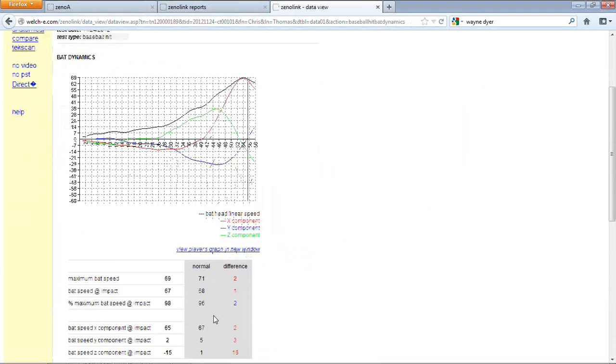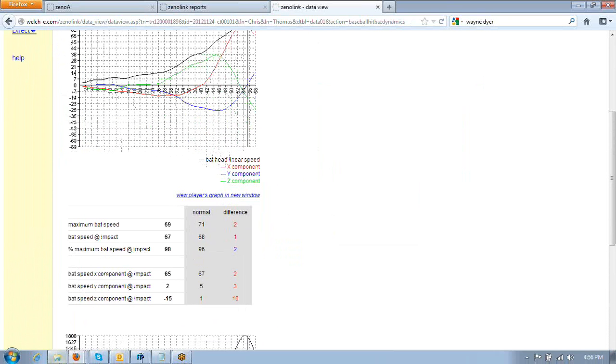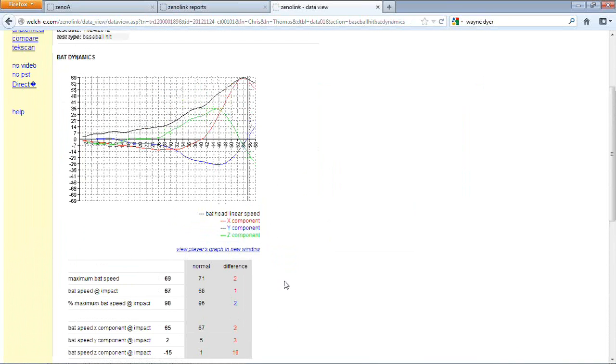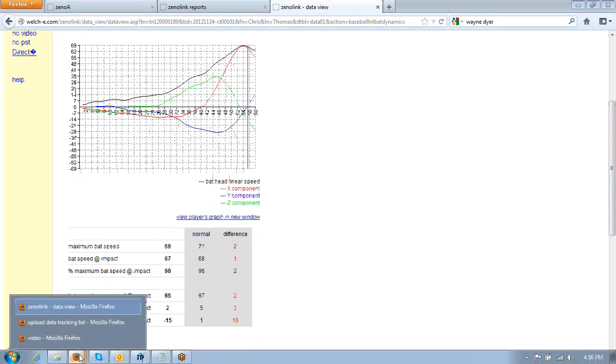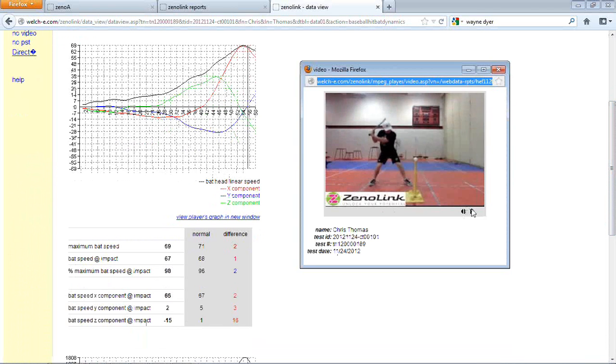We look at bat dynamics. Pretty much what you'd expect as far as utilization, output is pretty high, obviously. But the direction of applied speed isn't quite as good as it could be. So as the bat's coming into contact with the ball here, let's move along to impact.